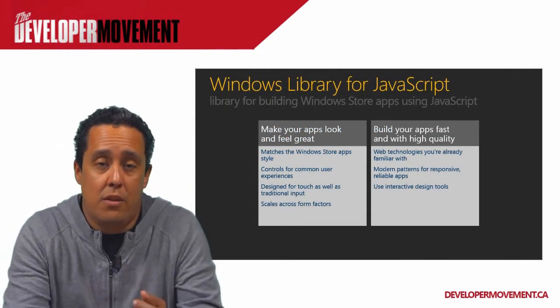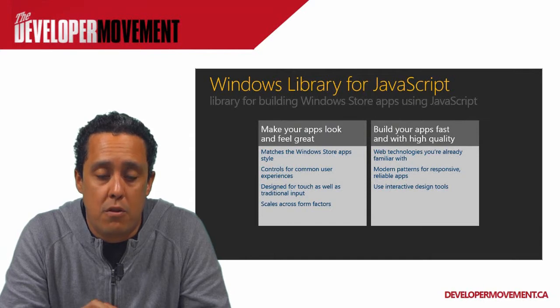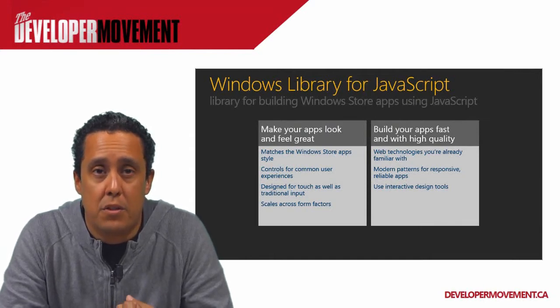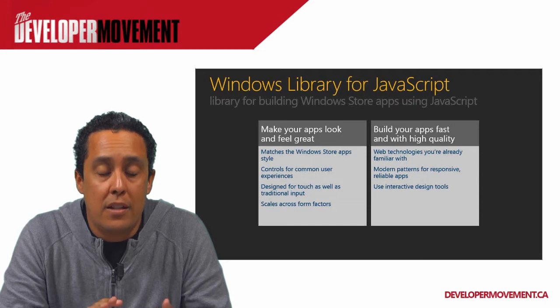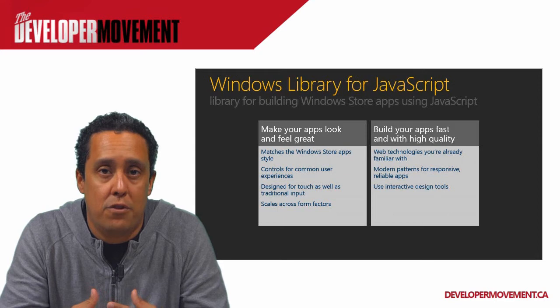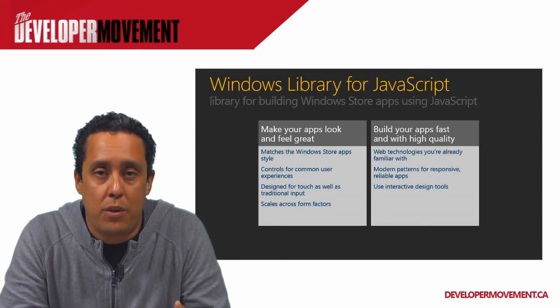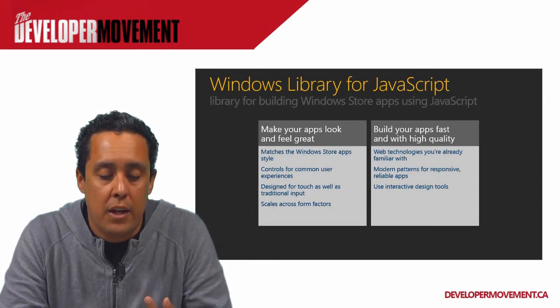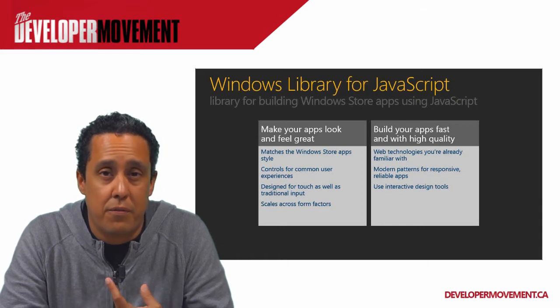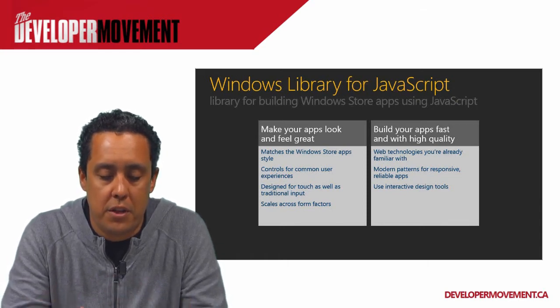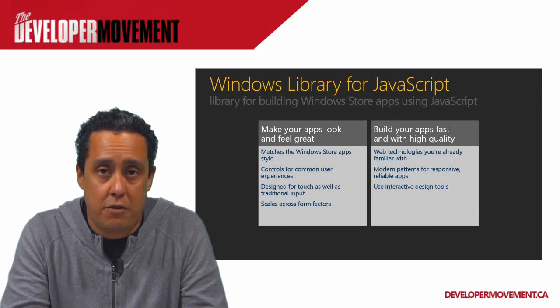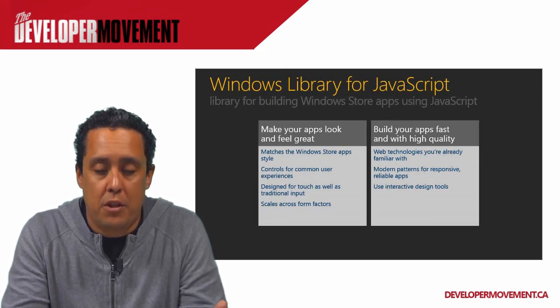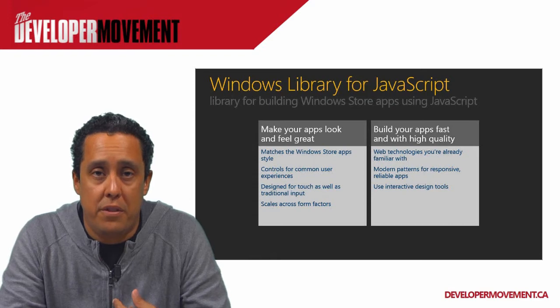The WinJS library allows you to use existing style guidelines, so it gives you a bunch of controls that are available. It's designed for touch, which is key because Windows is a touch-first environment, but it also works with pen, and it also works with mouse and keyboard inputs. So all the controls handle that for you. And it also scales across the different form factors. Windows will come in a variety of form factors. I'm running Windows 8 on a laptop, but you could also run it on a tablet, such as a Surface.